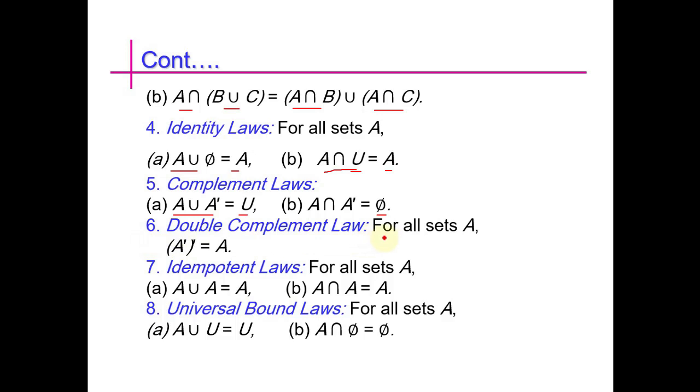Now we see double complement laws for all sets A. If we take a double complement of a set, we will get the original set. Next property is idempotent laws. For all sets A, if we take the union of A with itself, we get A, and if we take the intersection of a set with itself, we get that set.